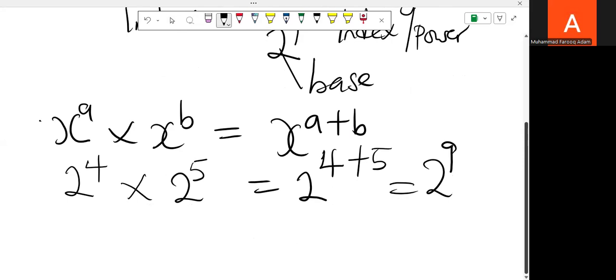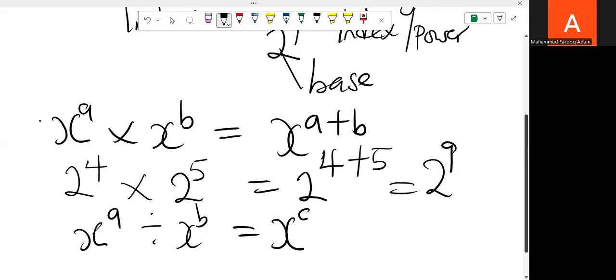The second law of indices is x raised to the power of a divided by x raised to the power of b. This will actually give us x raised to the power of a minus b. You notice that when we are dealing with multiplication, it gives us the addition sign on the other end. And now that we're dealing with division, it gives us subtraction on the other end.